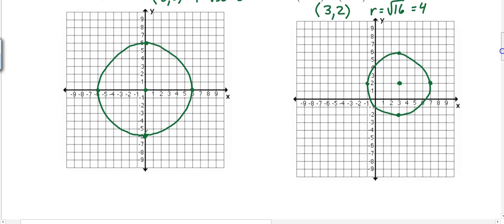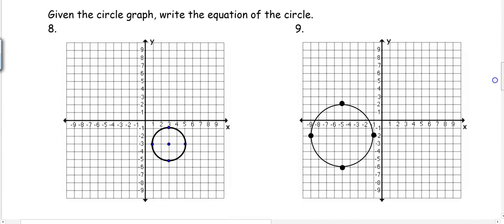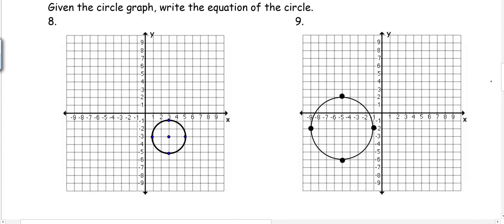We can also work in reverse, where you are given the circle and you need to write the equation of the circle. So looking at number 8, they gave us our center point.